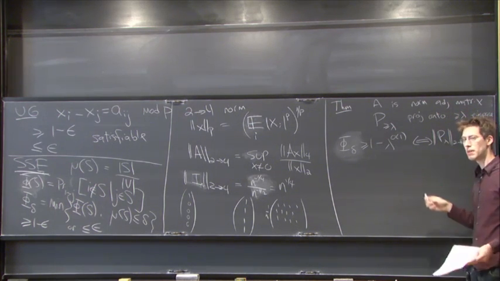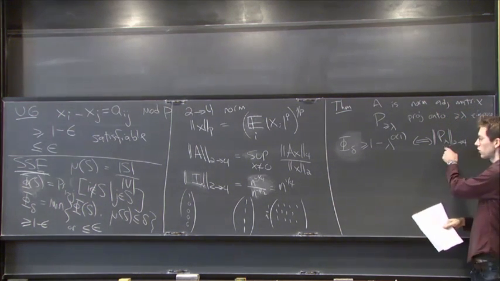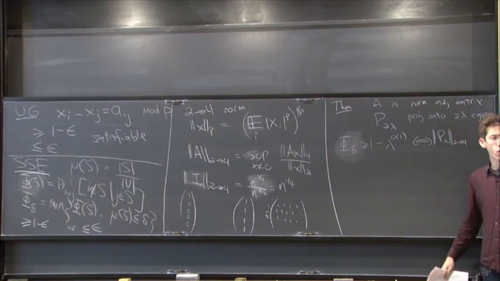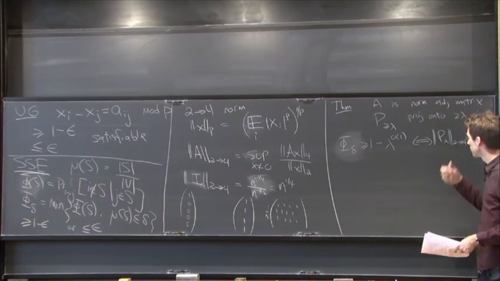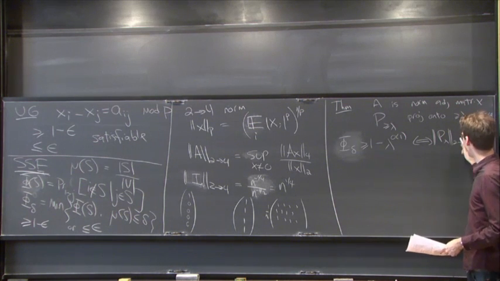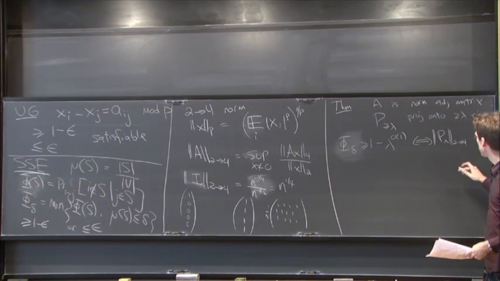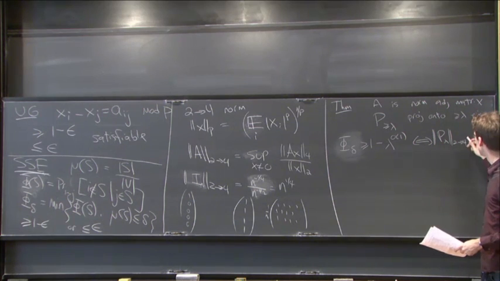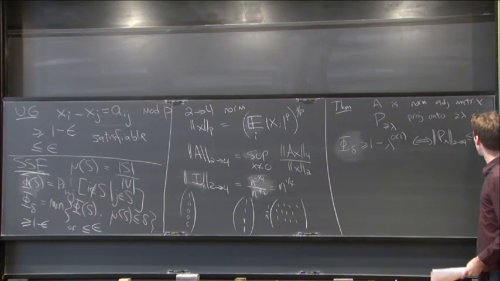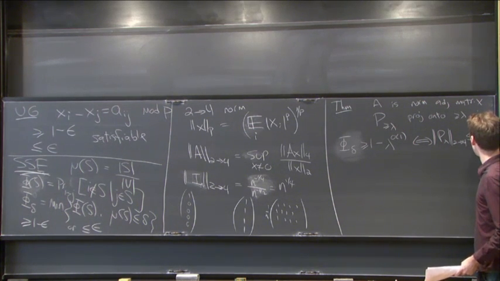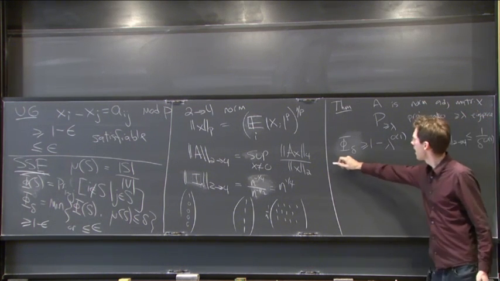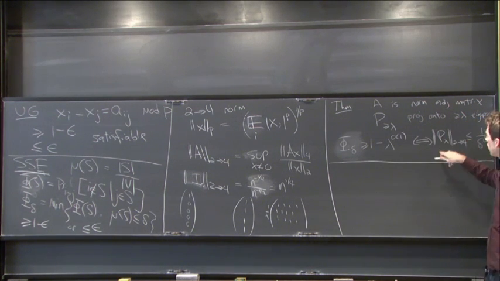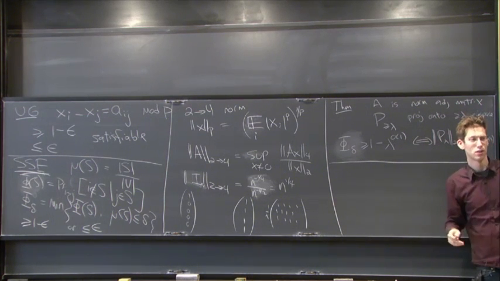So small meaning that every vector in its support has 4 norm not much bigger than its 2 norm, meaning that it's pretty spread out. So this is less than or equal to 1 over delta to the order 1. And if you replaced 4 with some other constant, then these constants would also change.